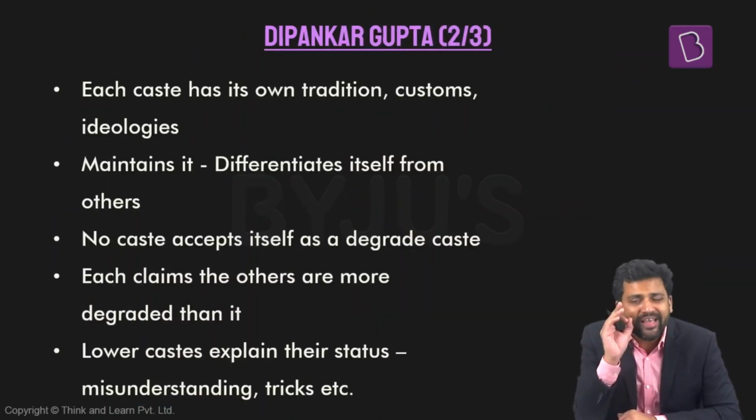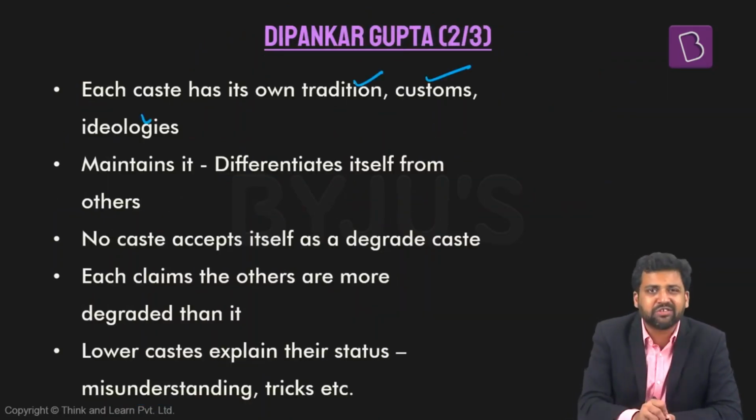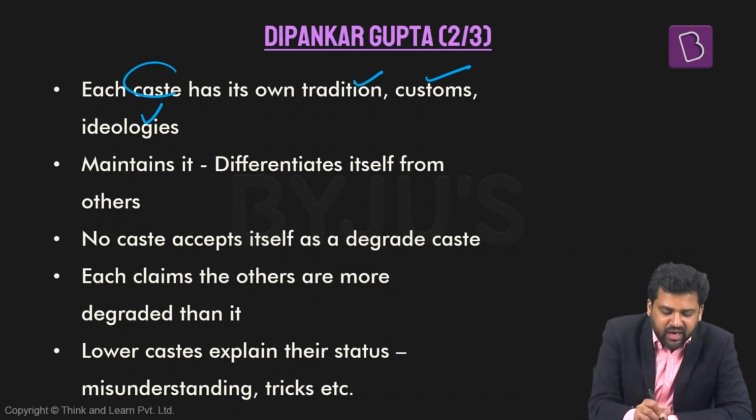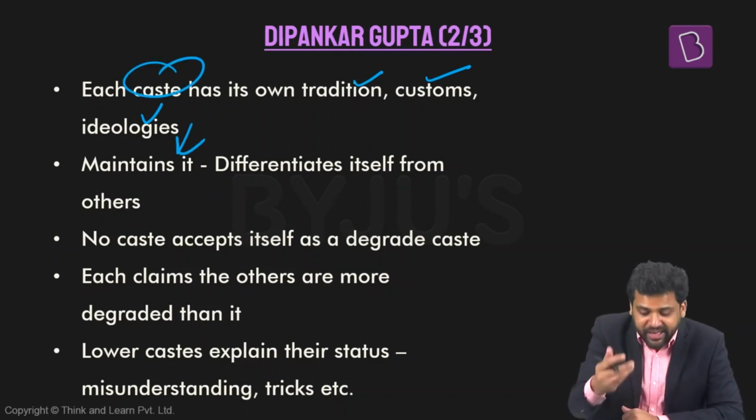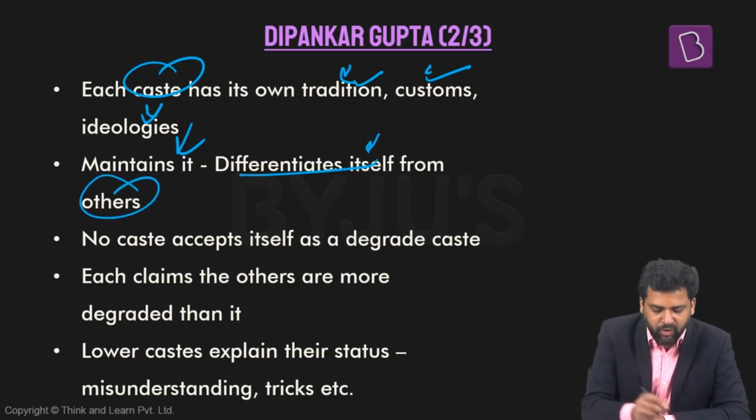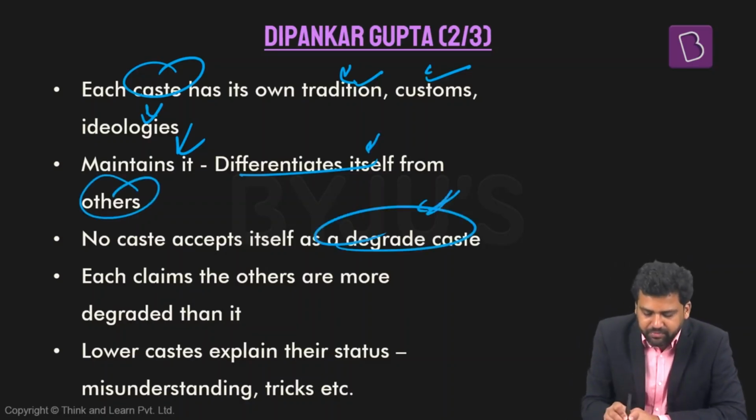So what he's saying is, if you look at each individual caste, each caste will have its own tradition, it will have its own customs, it will have its own ideologies, ideas, values. And each caste tries to maintain its own distinctive identity. It maintains its own traditions, customs, and ideologies. That way, it differentiates itself from others. No caste accepts itself as a degraded caste.